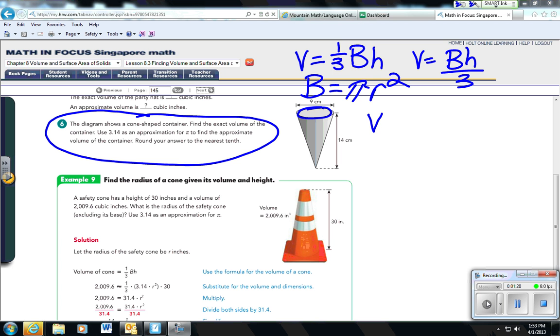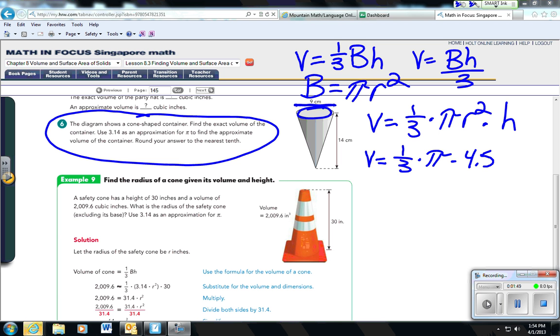So again, volume equals 1/3 times, I'm replacing capital B with pi r squared, times the height. So I just fill in everything that I know. So volume equals 1/3 times pi, since they want the exact, I'm going to leave pi as the pi symbol, times the radius. Now it says that all the way across is 9, that's the diameter, so halfway across would be 4.5. And then we square that, times the height, which is 14.